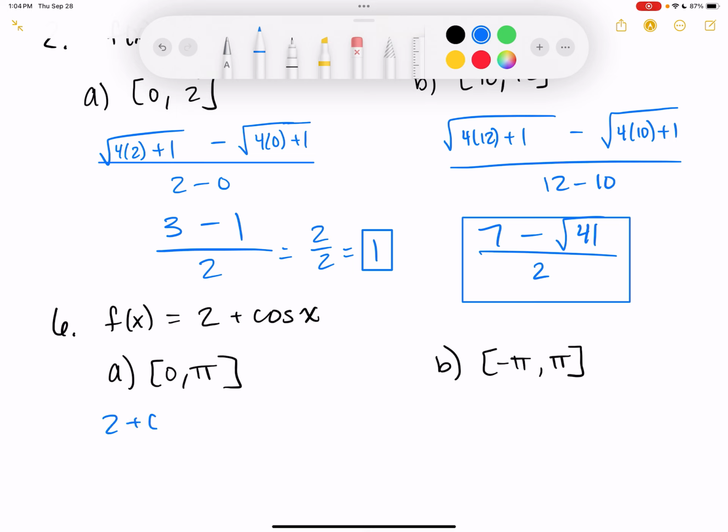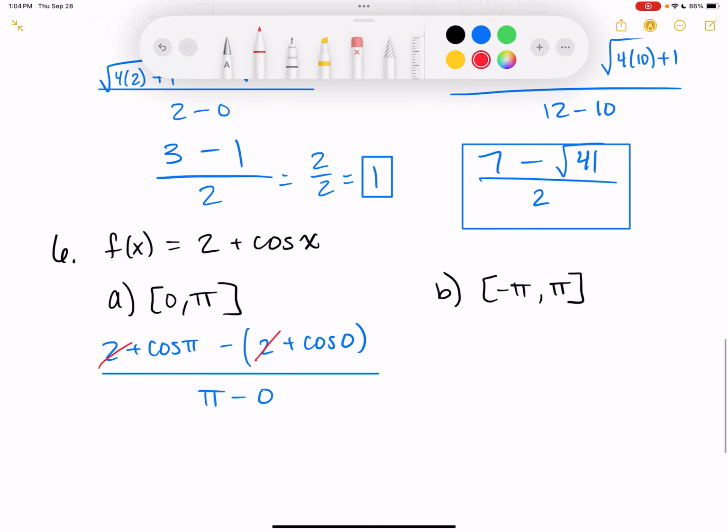So 2 plus cosine of pi minus, and I would probably put this in parentheses because both things are getting subtracted. If you don't, then you need to put minus 2 minus cosine of 0. So 2 plus cosine of 0. I'm going to do it in parentheses so that I don't have to worry about that. And then over pi minus 0. So 2 minus 2, that's going to end up canceling each other.